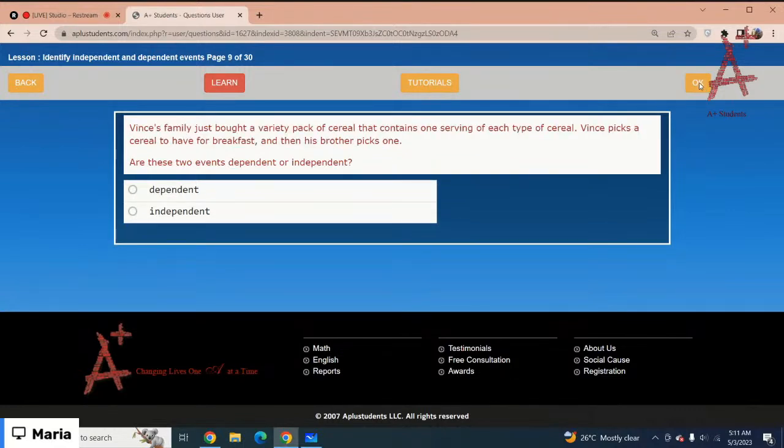Venus's family just bought a variety pack of cereals that contains one serving of each type of cereal. Venus picks a cereal to have for breakfast and then her brother picks one. Are these two events dependent or independent? They are dependent events because they have one serving of each type of cereal. So the one Venus selected, her brother didn't select the same one. Got it? So that means they are dependent events.